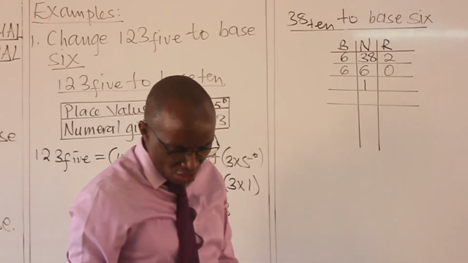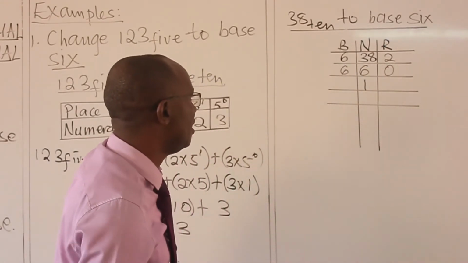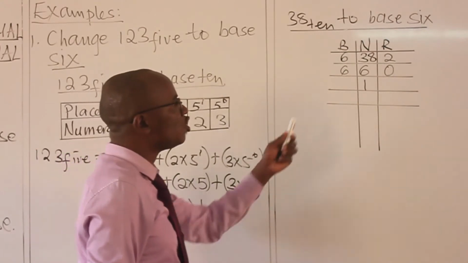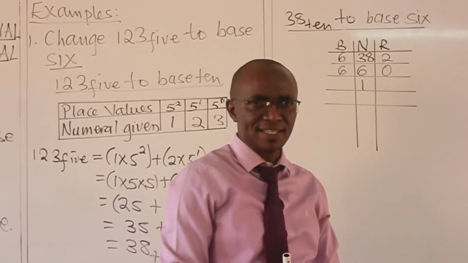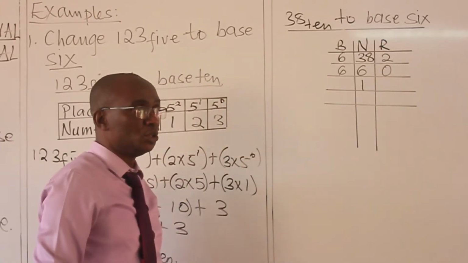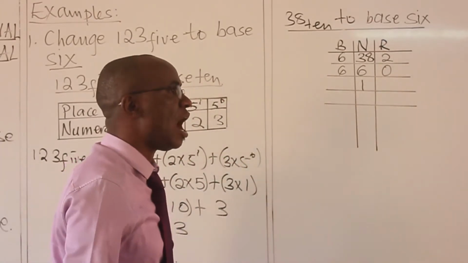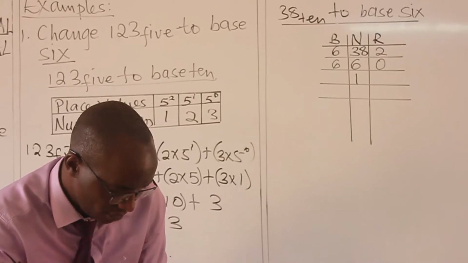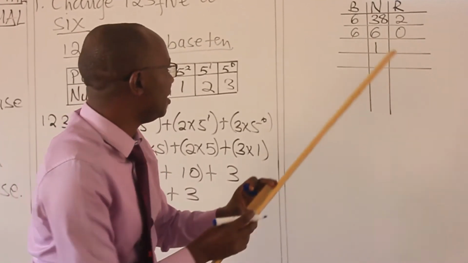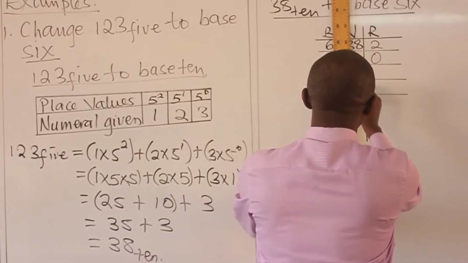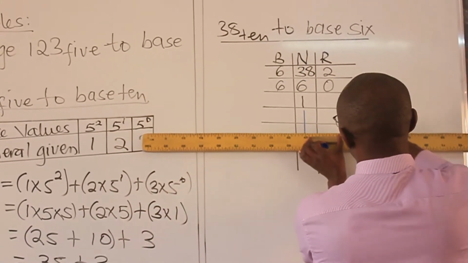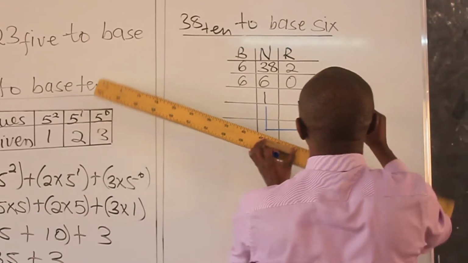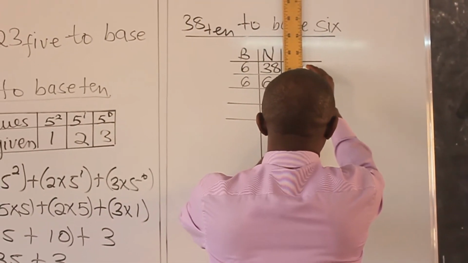Now remember I said when you're recording your answer. Now we are going to record our answer. We cannot continue dividing. We have already got to 1 because you all know that 1 is less than 6. So now we are going to present our answer. How do we do that? I said everything must be with a ruler. So we start from here. Then we draw another line, then we move up.